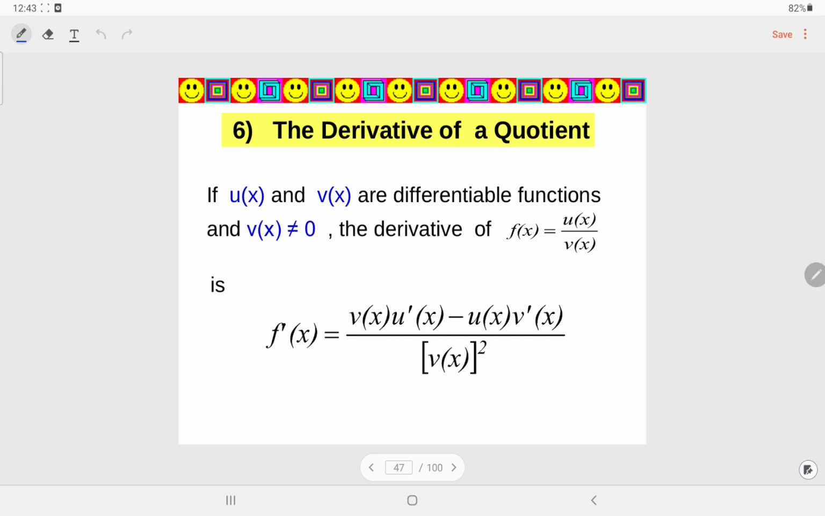The derivative of a quotient, okay, if u of x and v of x are differentiable functions and v of x must be not equal to 0, the derivative of this one, like this, the formula. Just now for the product rule, u v prime plus v u prime, but for the quotient rule, you need to memorize this one, v u prime minus u v prime over v squared.